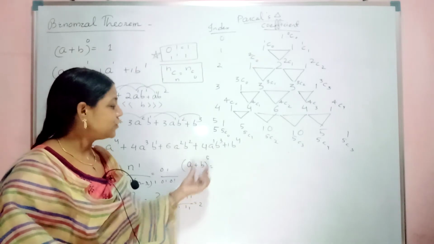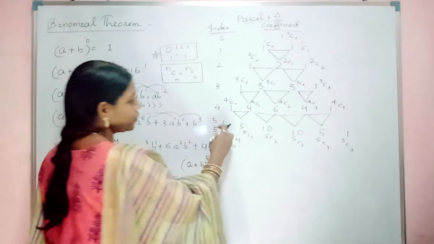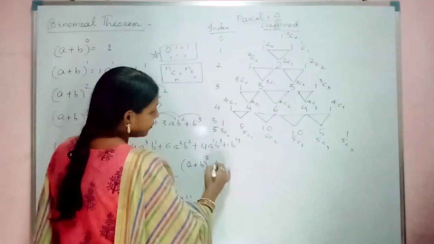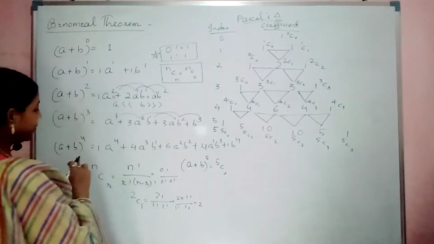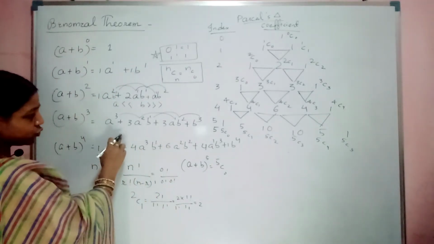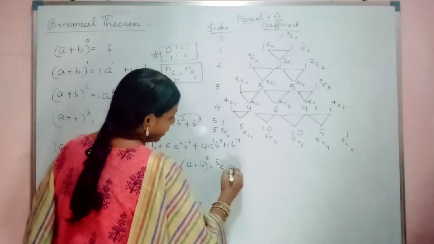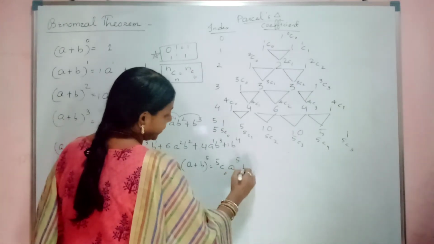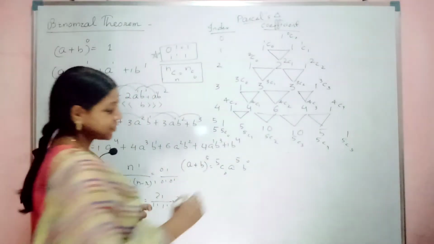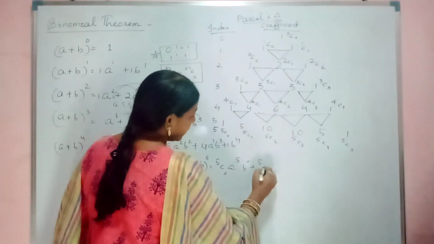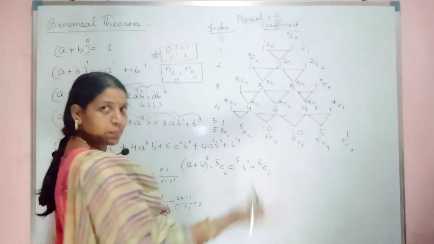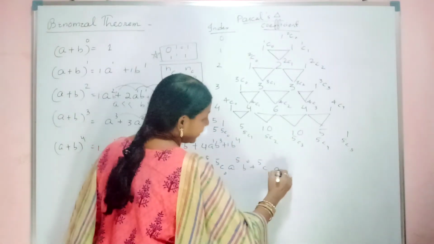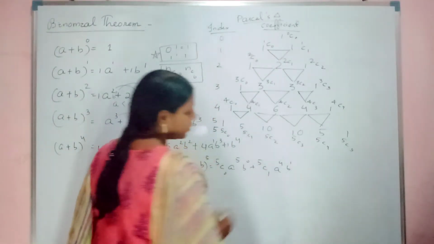Now (a plus b) to the power 5. Now it is 1 first, so what will I write? 5C0. Then what is the first power? We have seen whatever the first term is, that to the power this. So I will write it as a to the power 5, b to the power 0. Similarly, my second term 5C1. Then the a power will be reduced, the b power will be increased. So I will write it as a to the power 4, b to the power 1.